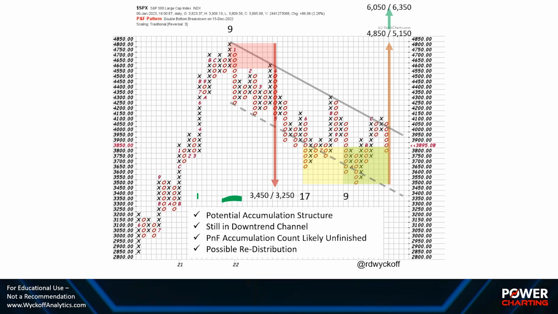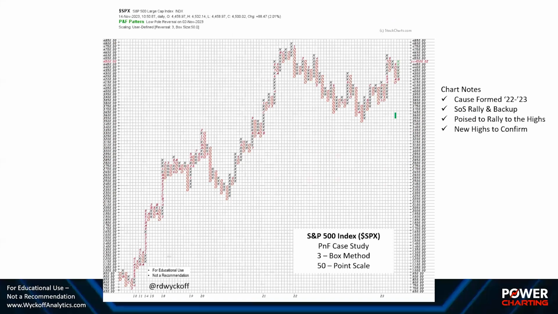Now, we want to bring this up to date, and we asked the question at the time with that black arrow, can we come out of that downward stride, all important downward stride? Well, here we are. This is a chart. This is 50-point scaling, 3-box reversal. This is an important count, an important point and figure. And you can see here now that we're looking at a much more complete structure for accumulation and a rally up and out.